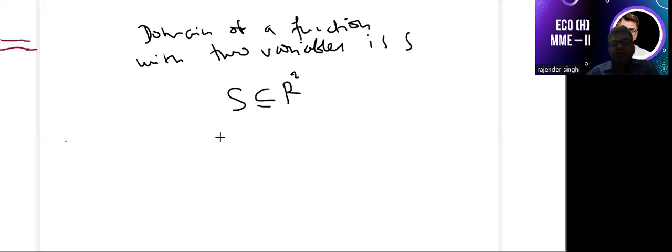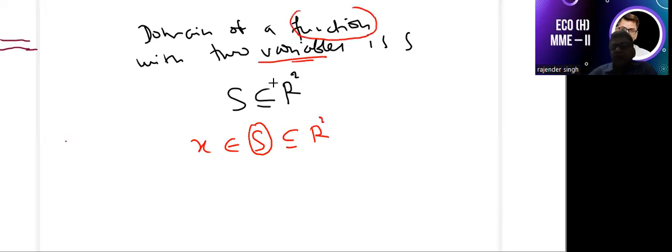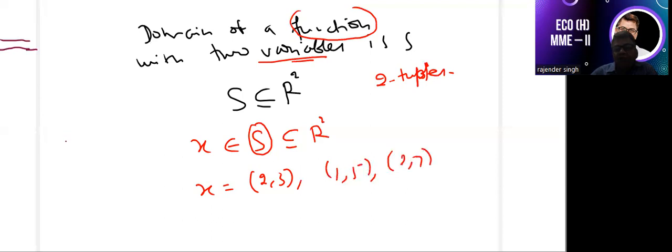Okay, student, it means if I say x belongs to S. Now what is S? S is the subset of R2, right? Because the function is given of two variables, right? That means the function is defined for two tuples, or you can say the function is defined for every ordered pair. That means x should be of the form that is 2, 3, right? Or it may be 1, 5, 2, 7, right?